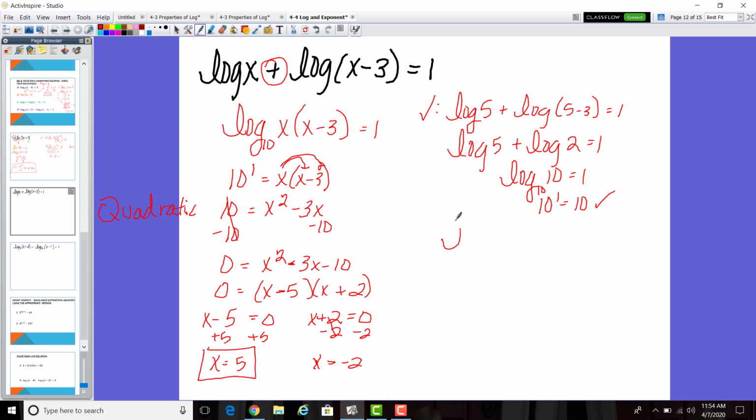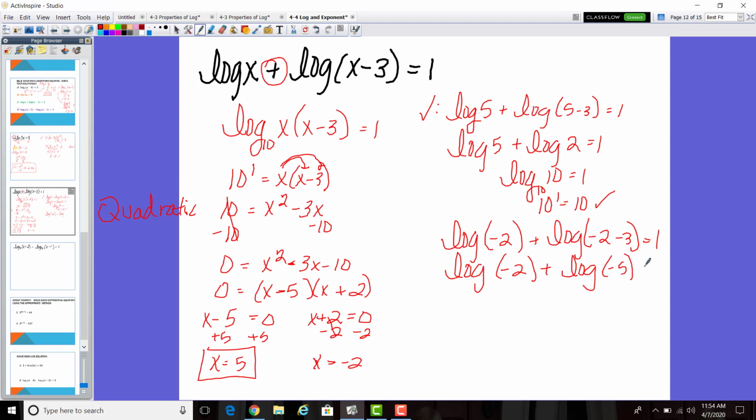Let's check negative 2. Common log of negative 2 plus the common log of negative 2 minus 3. Sorry, that's not a 5, that's a negative 2. This should equal 1.